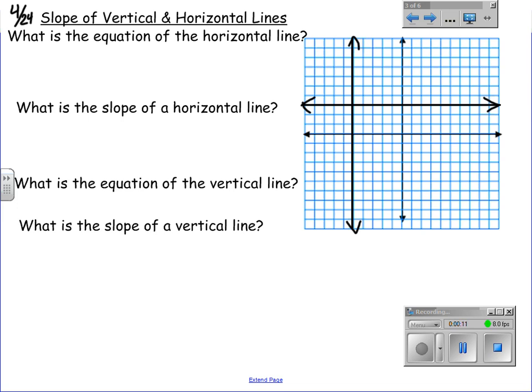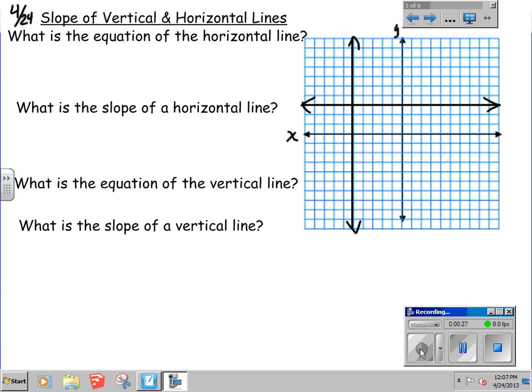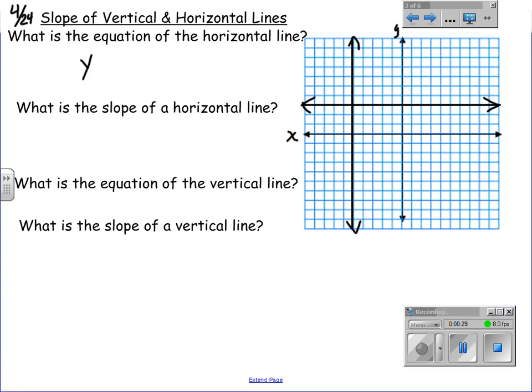So I've drawn two lines onto this graph, not including the x and y axis. There's two other lines. I would like you to put your heads together with your partner for a second and determine what the equation of the horizontal line is. So we've determined that all the points on that line have a y value equal to 3, so the equation of the line is y equals 3.